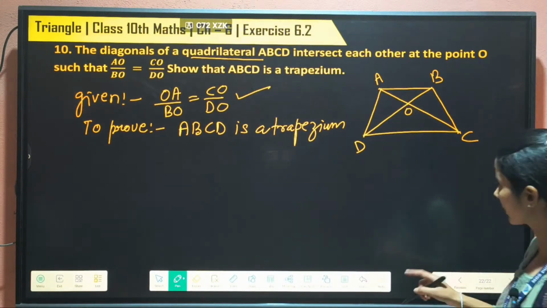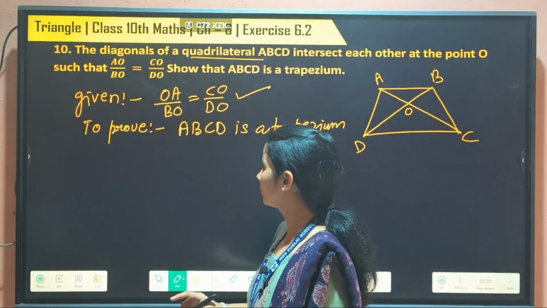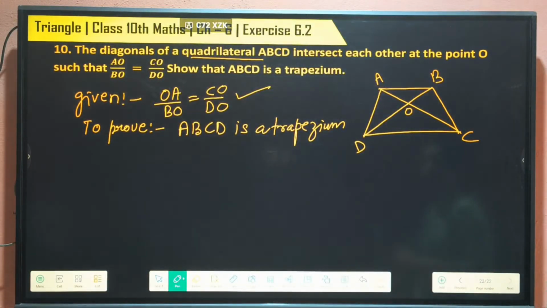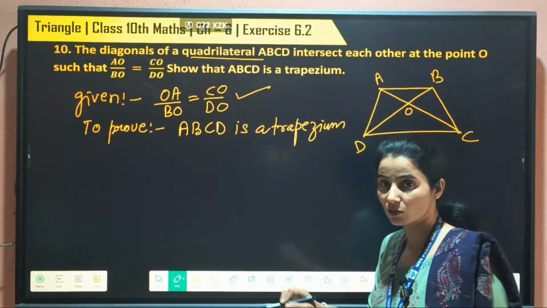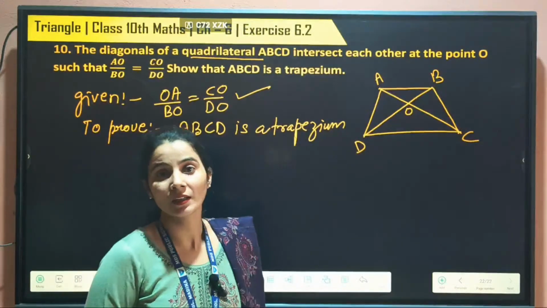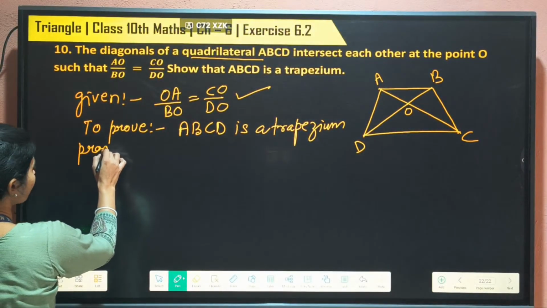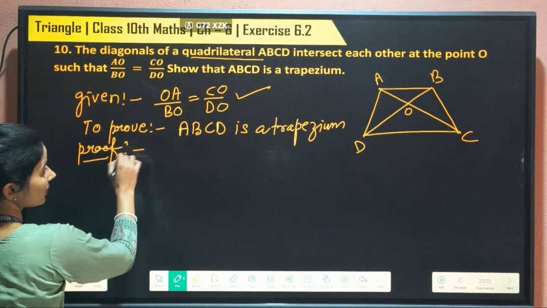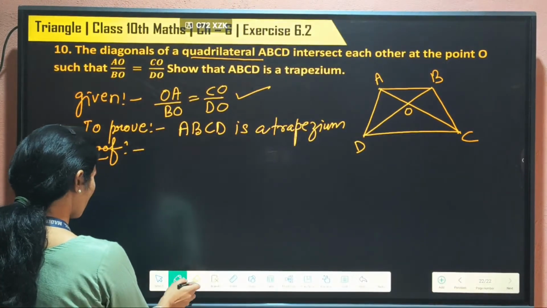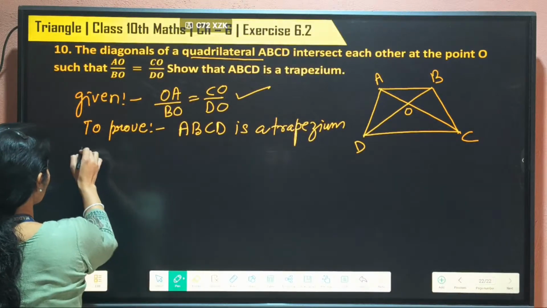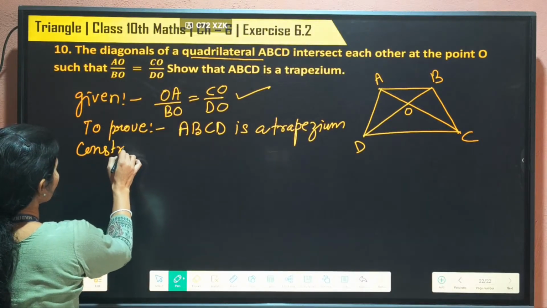How can we prove this ABCD is a trapezium? If I am able to prove AB is parallel to CD, one pair of opposite sides parallel, then this quadrilateral ABCD will become a trapezium. Let us start its proof. Before starting the proof, we have to do some construction. Let us do some construction.